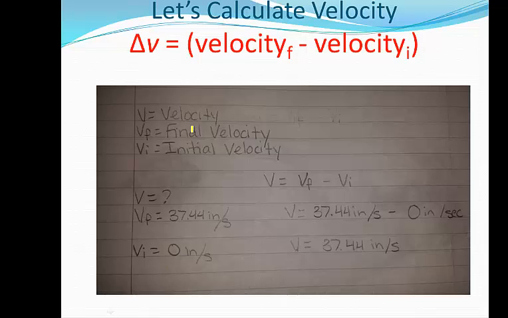Let's use that calculation to calculate for velocity. Remember, our change in velocity formula is our final velocity minus our initial velocity. And our initial velocity was 0. We started from rest, so that turns out to be fairly simple. It's just 37.44 inches per second minus 0, because we started at rest. And our velocity was found to be 37.44 inches per second.